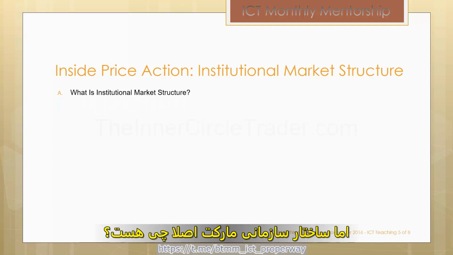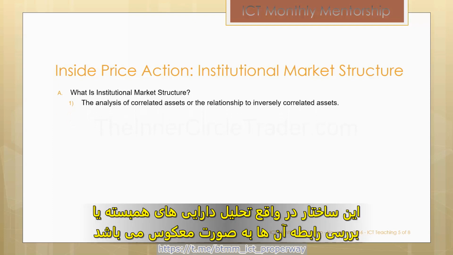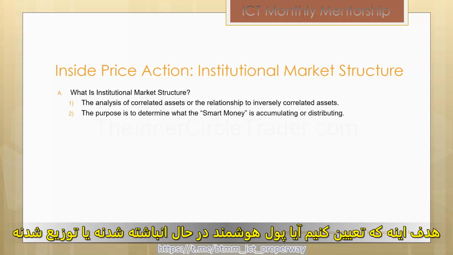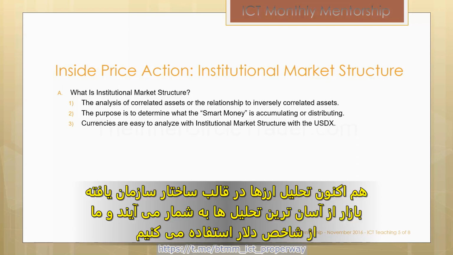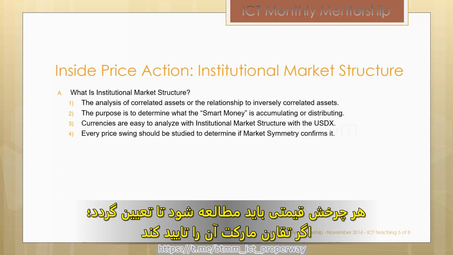Okay, now what is institutional market structure? It's the analysis of correlated assets with a relationship to inversely correlated assets. The purpose is to determine what the smart money is accumulating or distributing. Now, currencies are the easiest to analyze with institutional market structure, and we utilize the dollar index. Every price swing should be studied to determine if market symmetry confirms it.